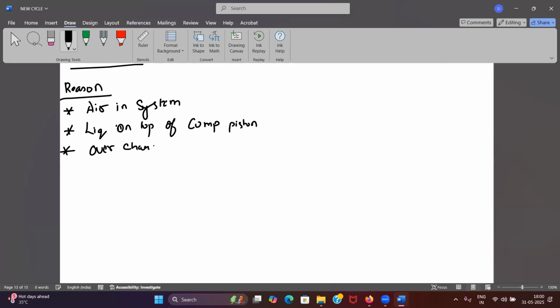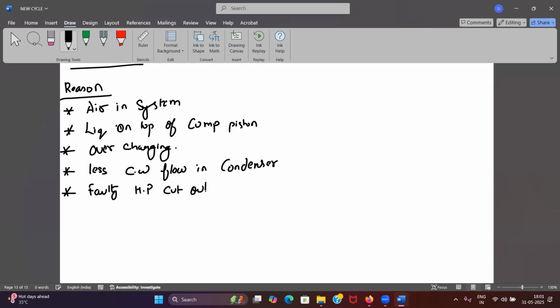Then can I say if less cooling water flows in the condenser, it will not drop down the temperature, right? The pressure will build up. Okay, again pressure will build up, right? I can say faulty HP cutout. Yes, sir. You can give that in LP also, okay. Faulty HP cutout, this reason you can give in LP cutout also.